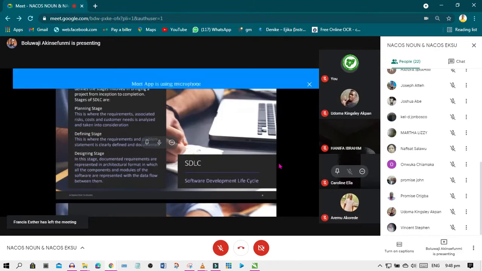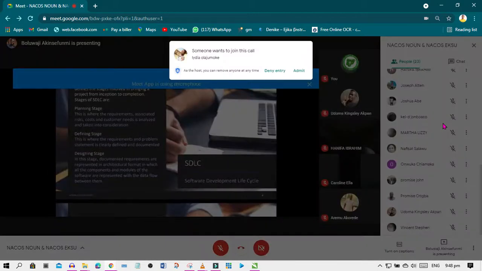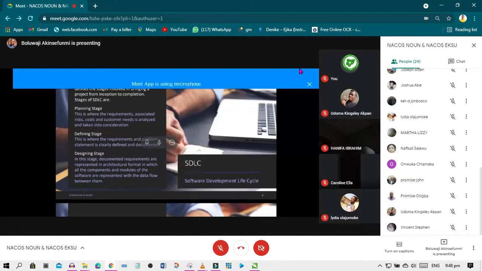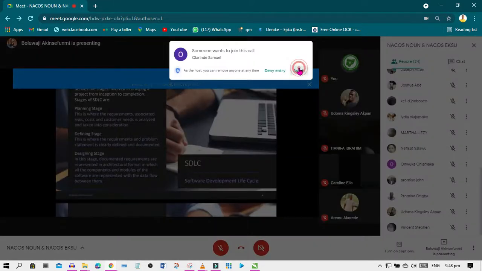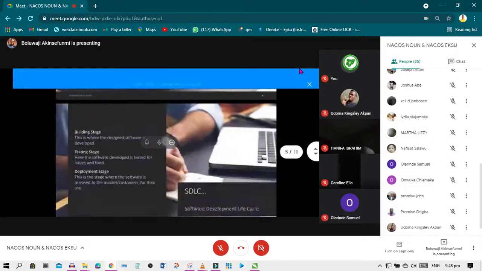So the designing stage is where you take the problem and the plans that you've made and actually bring them out in an architectural format that shows your data flow, that shows your flow chart, and explains how different components and different modules of the software communicate with each other. Then we go down to the building stage.